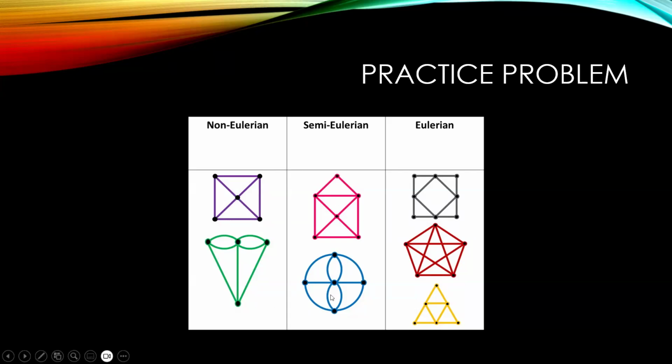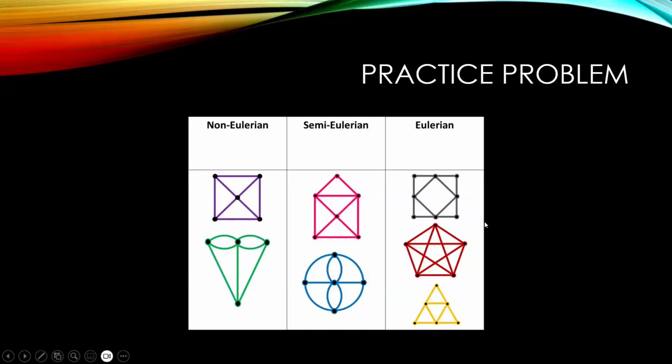With these two, we've got a 3 here and a 3 here. We've got a 3 here and a 3 here, and everything else is even. And so they are each semi-Eulerian. And with these 3, looking at it, they are completely Eulerian.